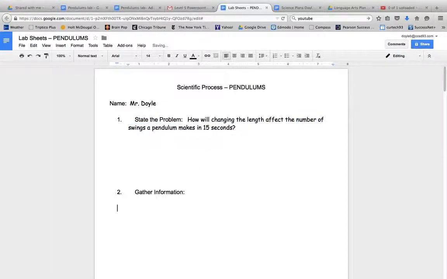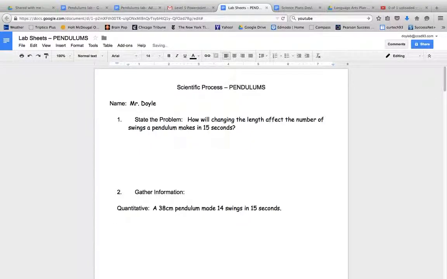All right, for gathering information, this is where we put in some quantitative observations and qualitative observations. So we'll use some of the same that we used last time. So a quantitative observation is that a 38 centimeter pendulum made 14 swings in 15 seconds. A lot of good quantitative information in there. It's 38 centimeters, 14 swings, 15 seconds. All those numbers, that makes it quantitative.